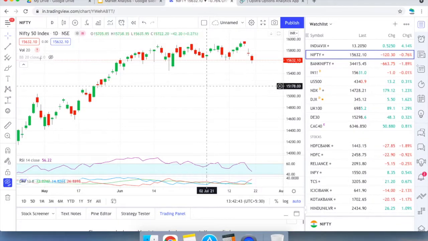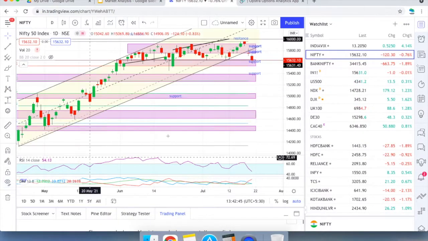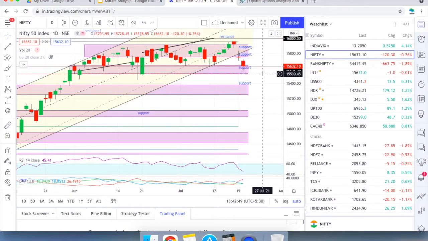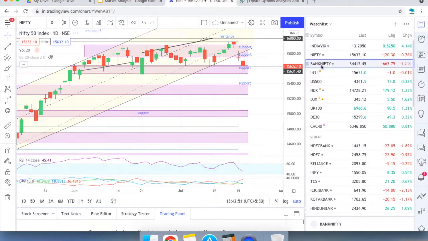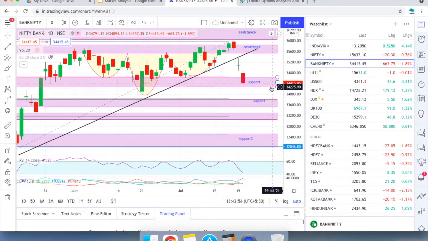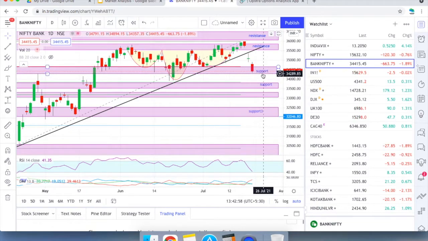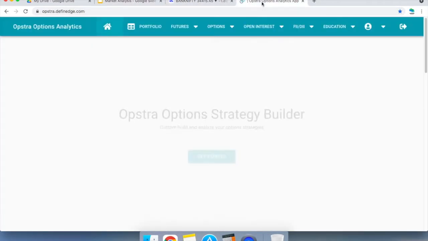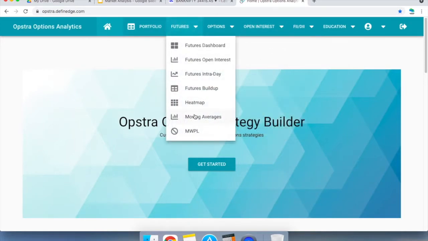So that's about the charts, the levels. The levels that we need to watch are whether we are breaking this 15,500 or not. Similarly, whether we are breaking this 34,000 level or not. Can we hold this level? If we are holding this, we may still not be heading into a crash, right? Let's now look back at the open interest analysis and see what happened in the futures.